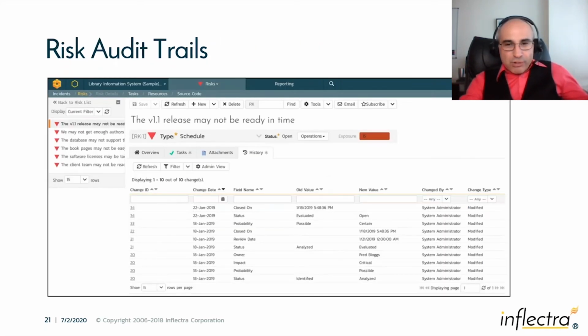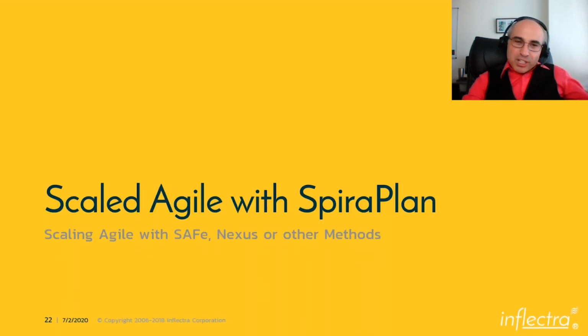Another really important feature, of course, is audit trails. Whenever you change anything in SpiraPlan, we do have an audit trail. You can revert back. You can analyze the changes. This is true for risks as it is for anything else. The risks generate the same history entries, so do the mitigations. You can track all that in the system and have a full audit trail. So that's some of the planning functionality. That's the risk management functionality.